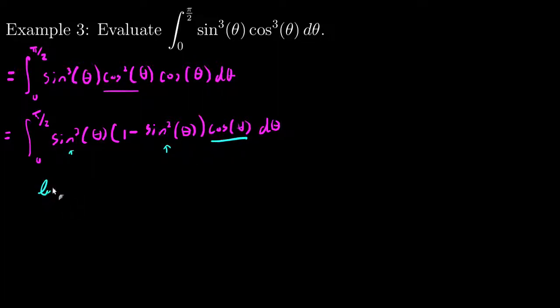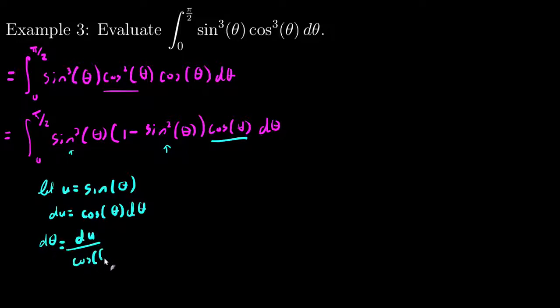So I will let u equal sine theta, du equals cosine theta d theta. And this is why I chose cosine to split up, because I'll have a sine, and when I let u equal sine, I get a positive cosine. It makes my life maybe a little bit easier. And I'll solve this for d theta, and I'll get that d theta equals du over cosine theta.